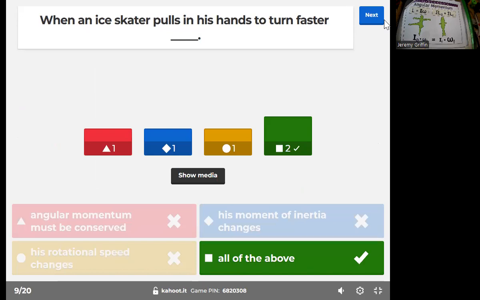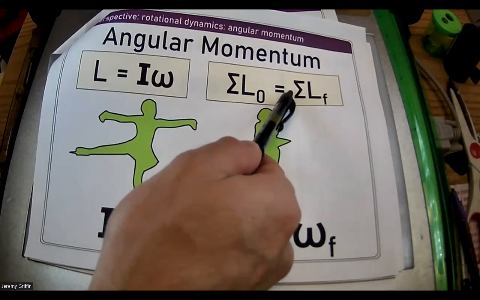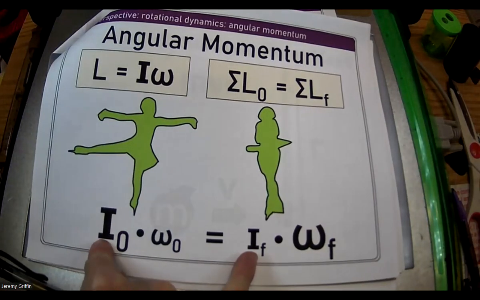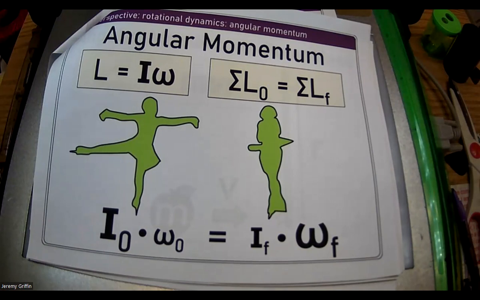Yeah, all the above. All those things are true. Angular momentum is conserved, rotational inertia decreases, and rotational speed increases. Flip the screen. You guys can see this one more time. That's that right there. Angular momentum conserved, bam. Rotational inertia decreases, bam. Angular velocity increases, bam. A, B, C, all the above.